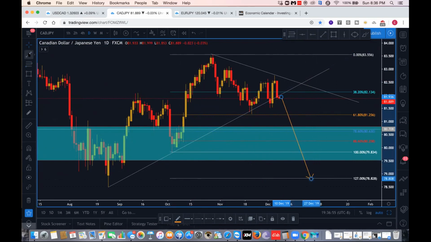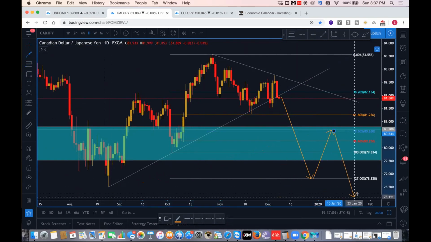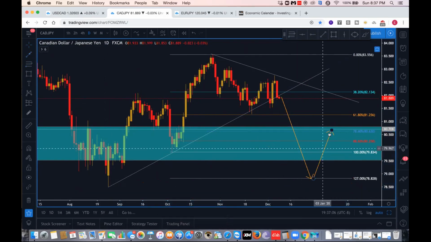But if price does do something like this, then we're going to look for price to push back up, and then we're going to look to take this lower. And then we're going to look for it to come meet those lows, if that does happen. So just know how to react.